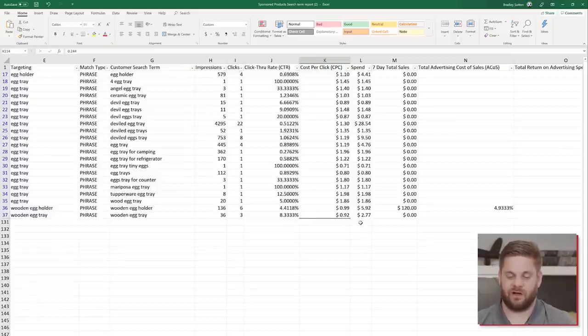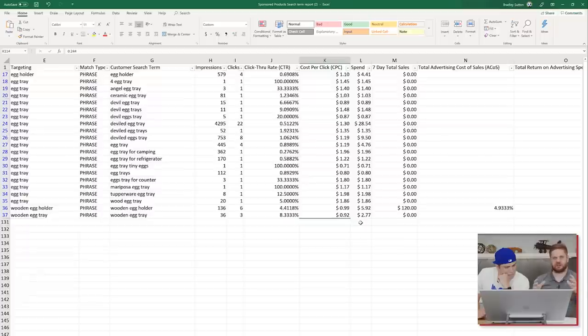But we also can see here that the cost per click on egg tray is a little bit more expensive, like the coffin shelves, $1.19. It's not too bad. I'm surprised to see the egg tray for camping is almost $2 a click. That's interesting. I would have never guessed that. But still, we see that there's enough impressions here with egg holder and egg tray. When we add all these things up, we can definitely start trying to rank and target for 5 or 6 of these keywords, and I think have some decent search volume.